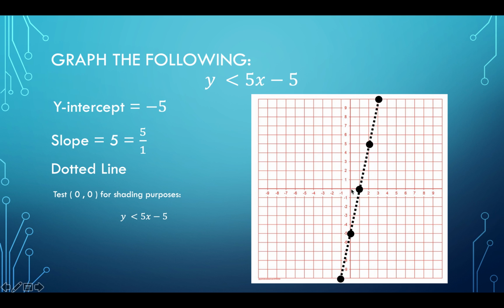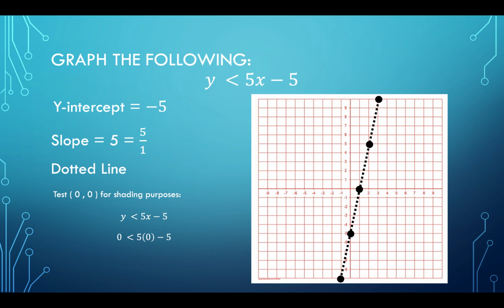We're going to do that because 0, 0 is over here. That's the origin of our graph. Our line is not passing through the origin, so it's easy to test 0, 0. Remember, this 0 is your x value, and this 0 is your y value. So wherever you see an x, we're going to plug in 0. And wherever you see a y, we're also going to plug in 0.